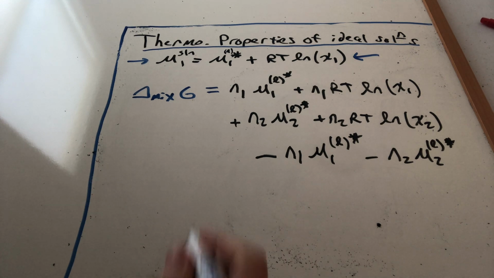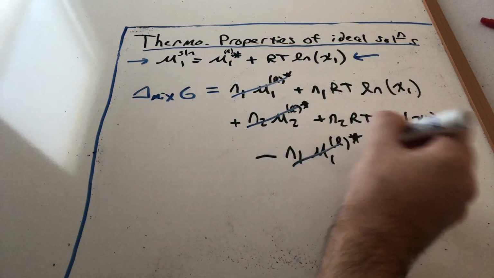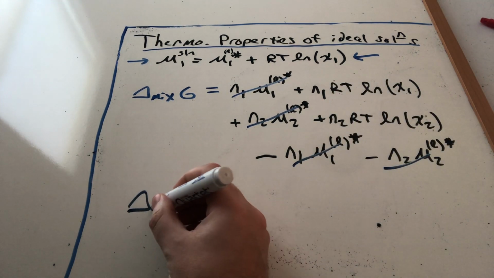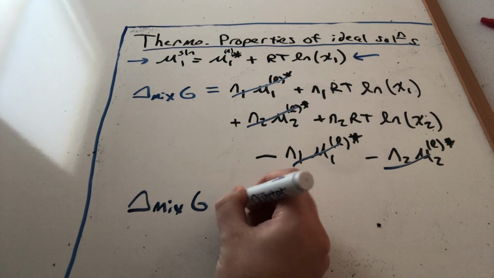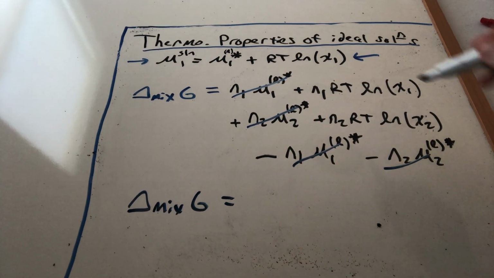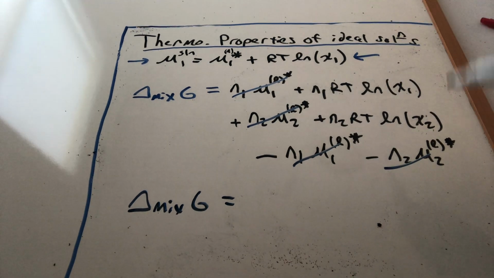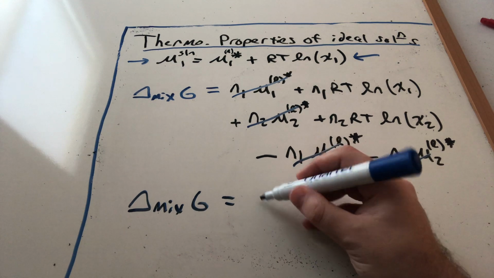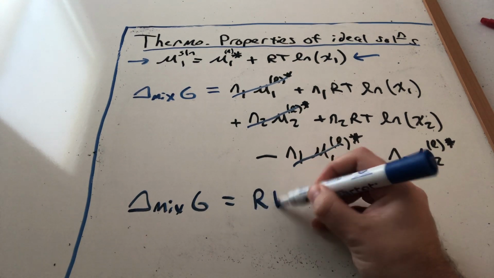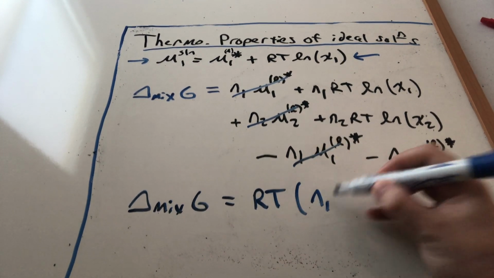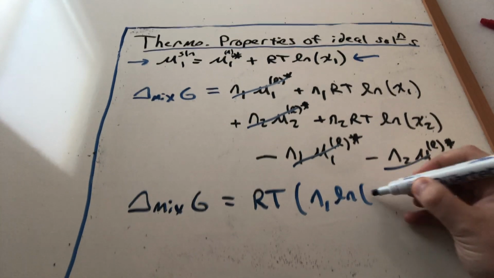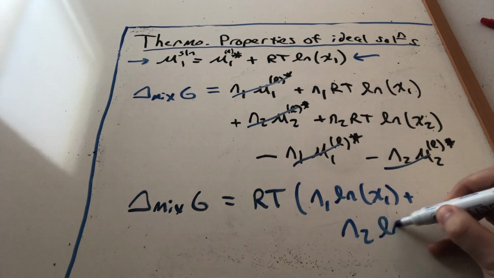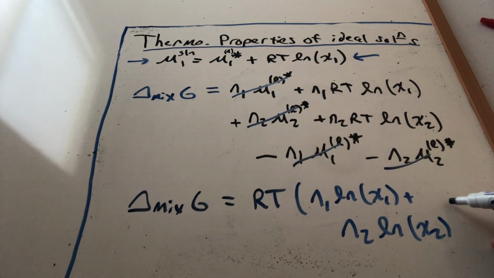And so then what we end up with, and I'm just going to pull out an RT. Notice this goes away, this goes away, this goes away, this goes away. So we finally get this delta G for the mixture. And remember, this is for ideal solutions. We assume ideal behavior, something that follows Raoult's law. Delta G for the mixture looks like RT times N1 natural log of chi1 plus N2 natural log of chi2.